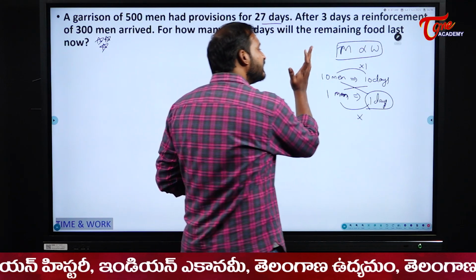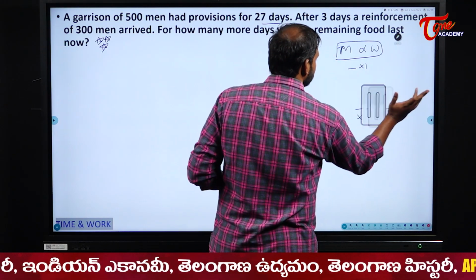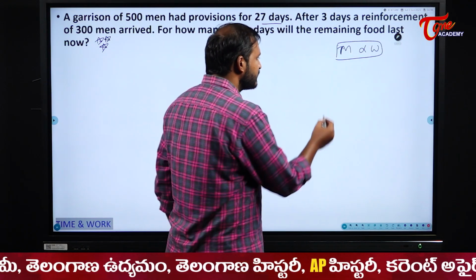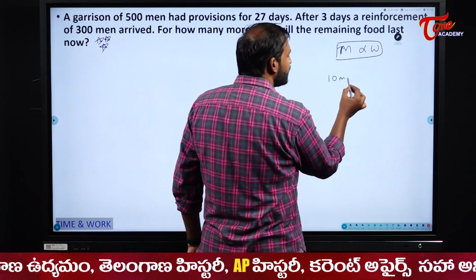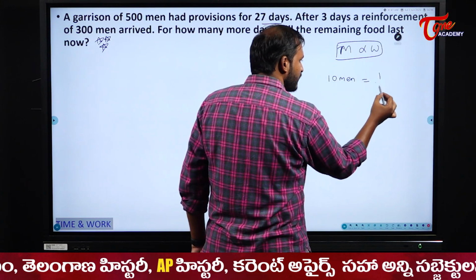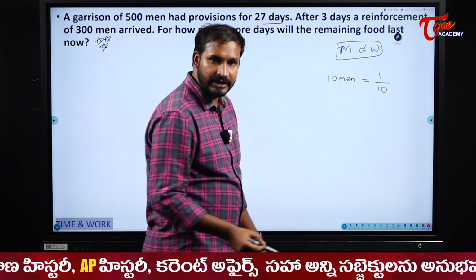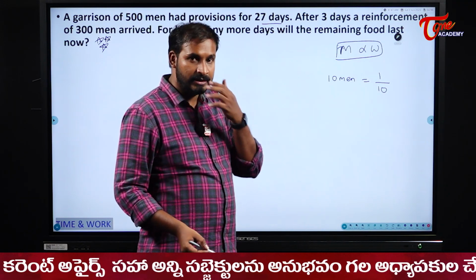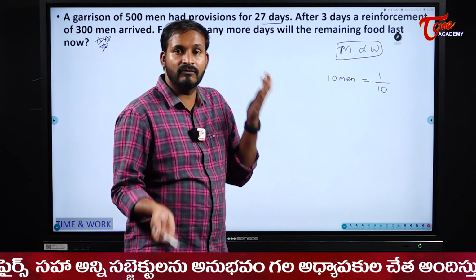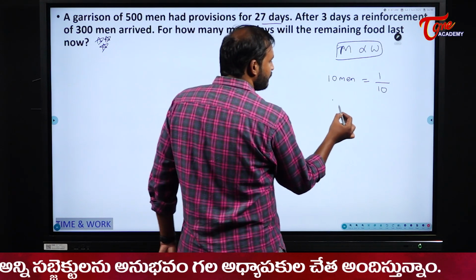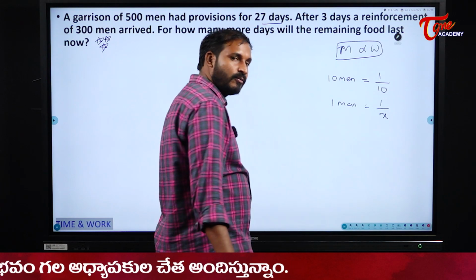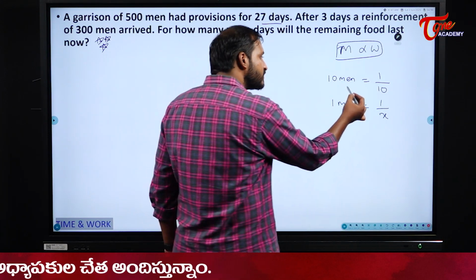While writing the relation, students, when they are inversely related, how we need to write the relation? Okay, 10 men can eat the food for how many days? 10 days. So write it as 1 by 10, not 10 directly. Why? Because if the number of men increases, the food consumption days will be reduced. These two are inversely related. Now 1 man can have the food for how many days? 1 by x days. Now cross multiply it.